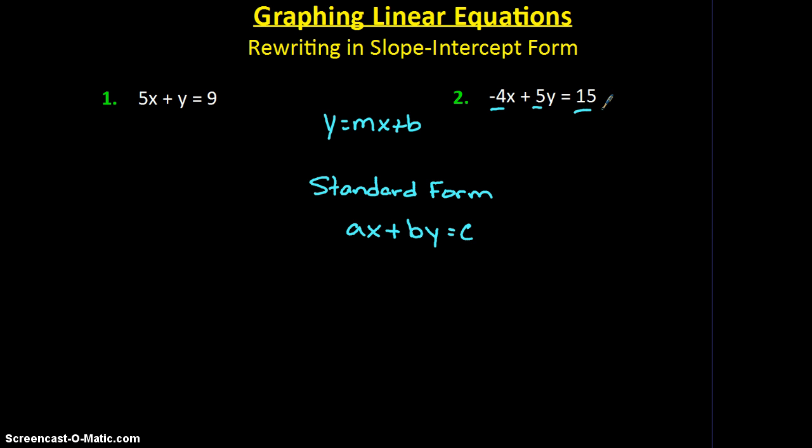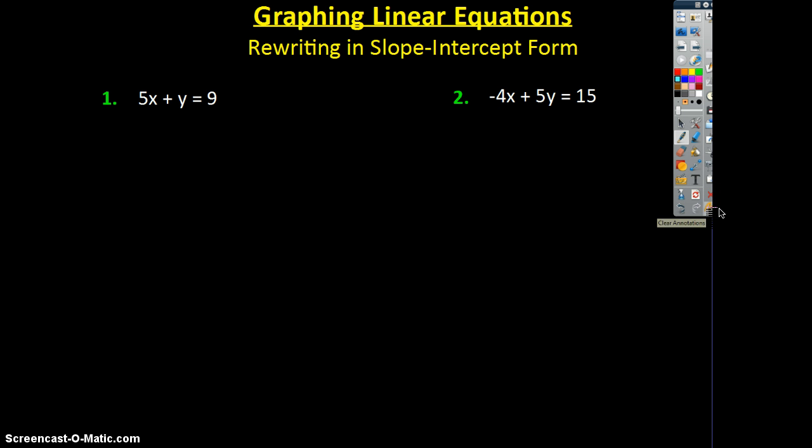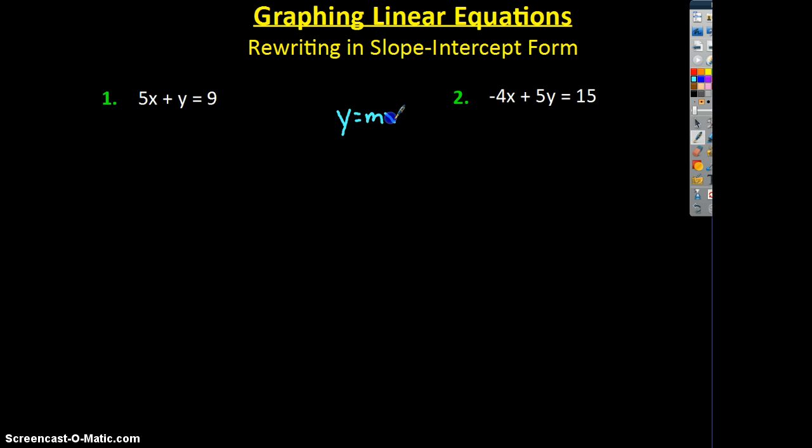So, the trick is, how do you get it from standard form into slope-intercept form? Truly, not that big a deal. All we're going to be doing is solving an equation. If we know that slope-intercept form is y equals mx plus b, we want to solve for the variable y. We want to get one y, and we want to have y by itself on one side of the equation. Okay?